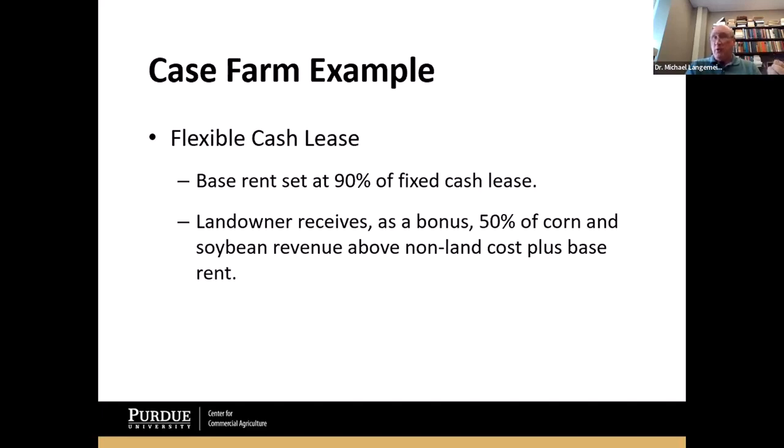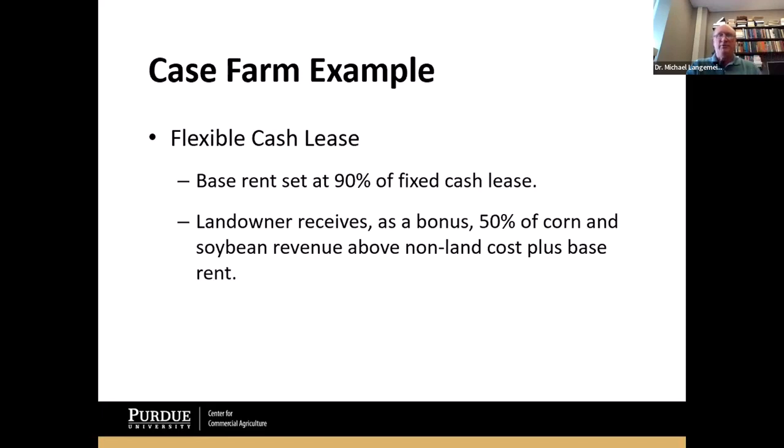That works quite well long-term in Indiana and is very comparable in terms of net income to all these other leases. And so, like I said, there's 100 different types of leases that we could talk about. I'm just trying to focus on what I think are some fairly common, fairly straightforward leases.